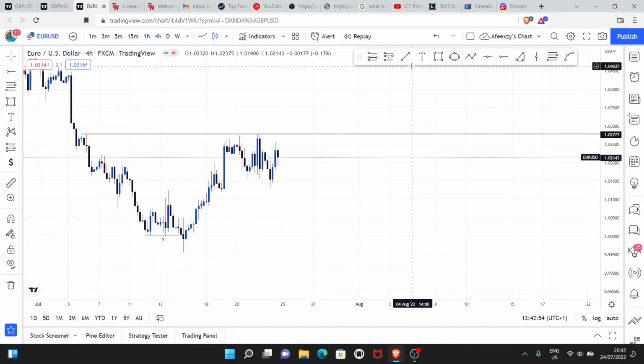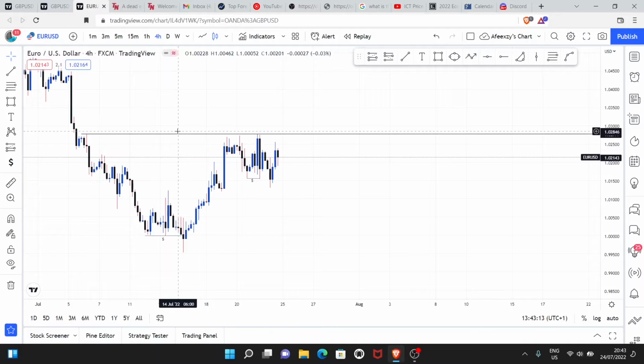It also cleared this relative equal lows. Cleared this relative equal lows. Then we saw this bullish move.